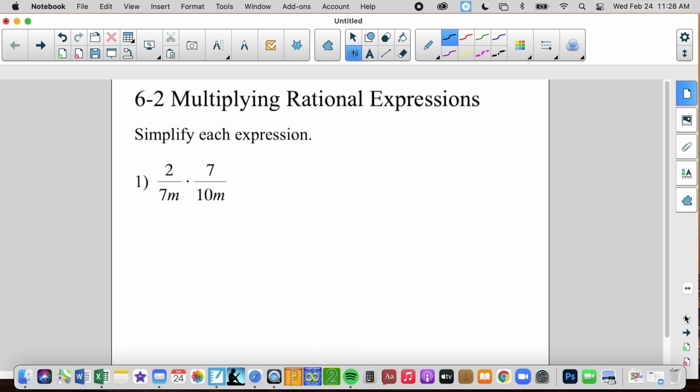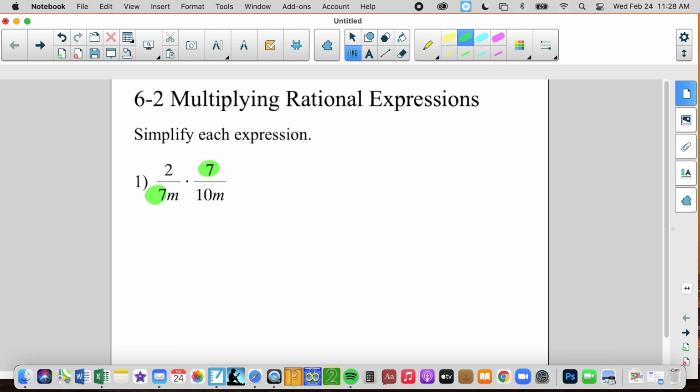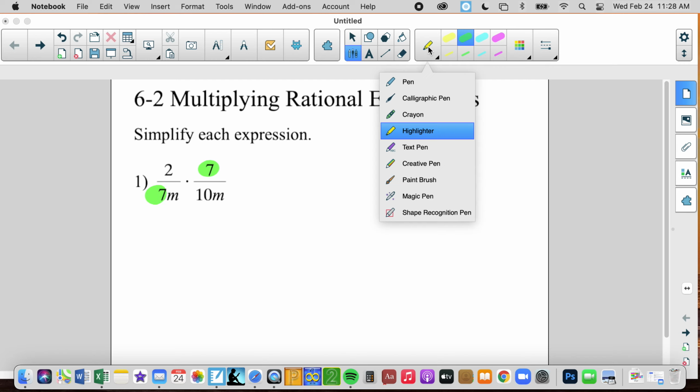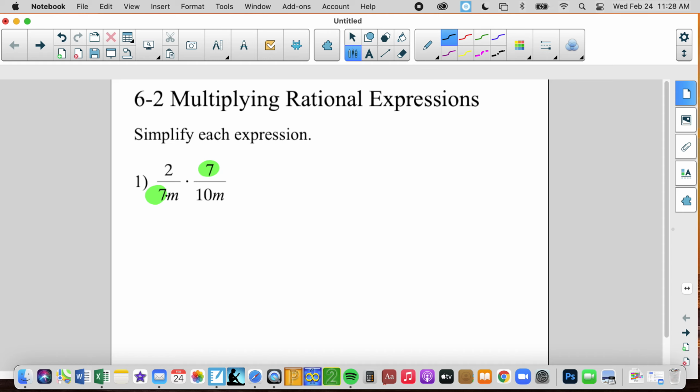All right, so let's go back to here. So we have its numbers. So we're looking for items that are being multiplied. 7's in the numerator, 7's in the denominator. It's multiplying to the m, and it's multiplying to the 10m. So I can cancel those 7's. Those 7's will cancel out.